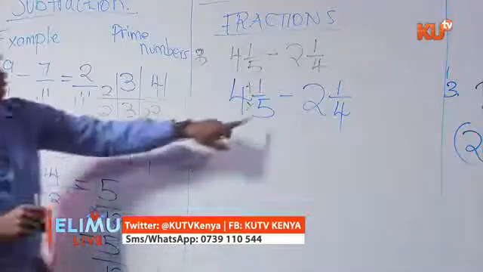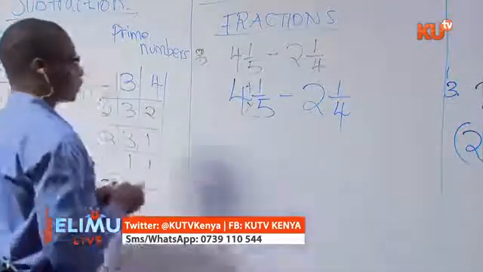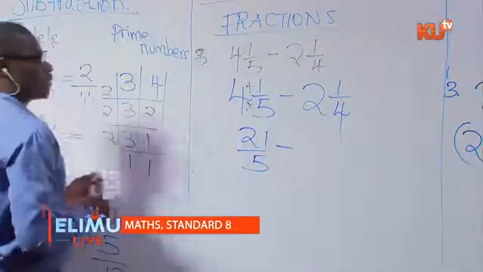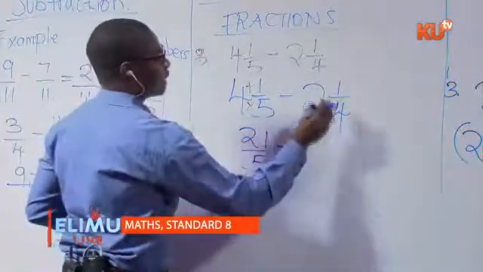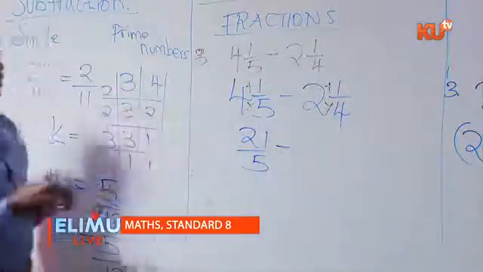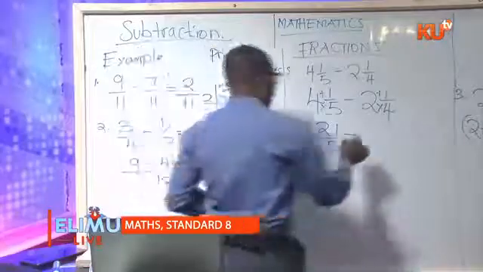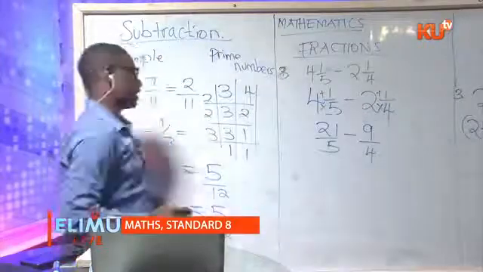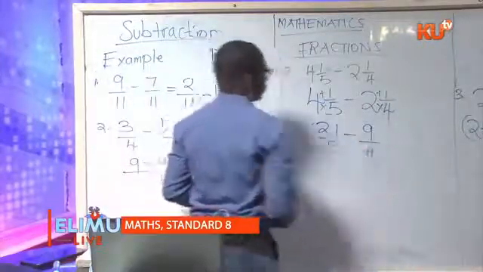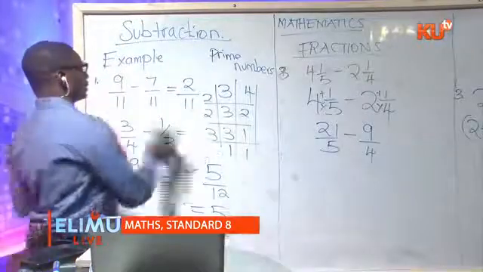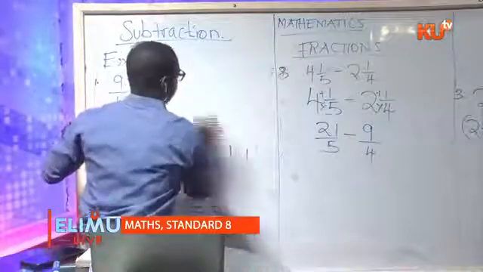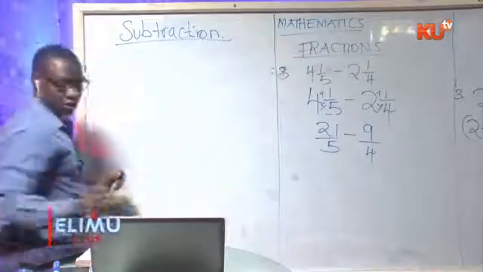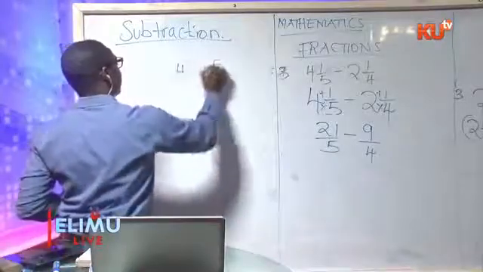So 4 times 5 is 20, plus 1 is 21. So we have 21/5. Take away, we multiply, and then we add. So 2 times 4, that is 8, plus 1, that is 9. 9/4. Then we get the LCM of 5 and 4, so that we can work out that question. So we have 4 and 5.